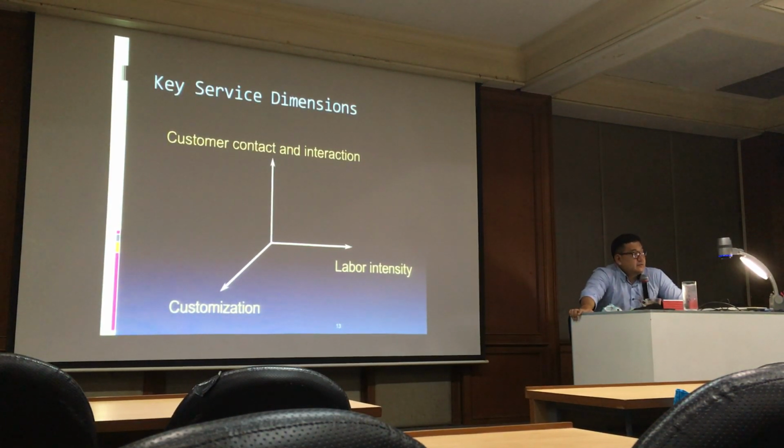Because customization means you try to respond to the need and the want of the customer, and if you have more interaction or customer contact, right, you have better service for sure. And also the labor intensity, right? So labor, as I mentioned about the employee behavior, employee adjustment, has a very high impact on the service of your company.